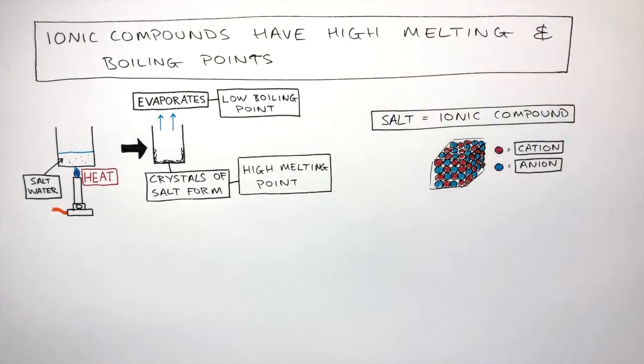In a giant ionic lattice structure, there are billions of oppositely charged ions, held together in a regular repeating arrangement, tightly packed by very strong ionic bonds.